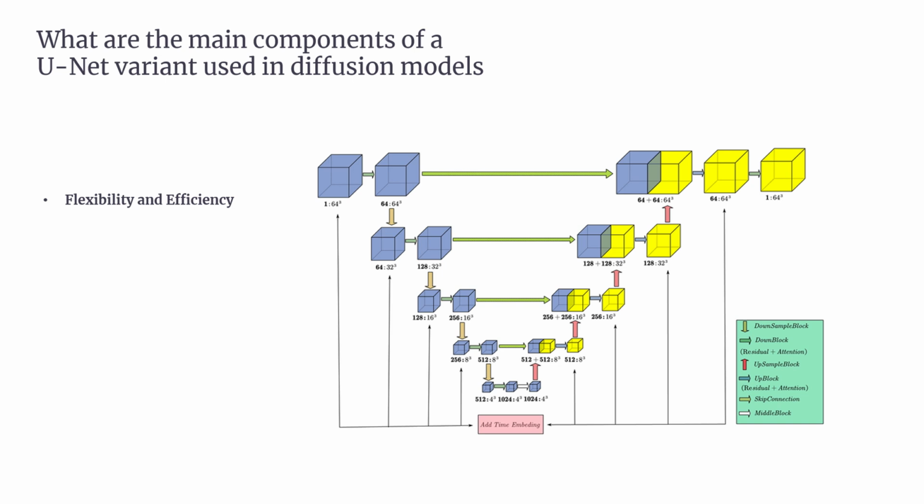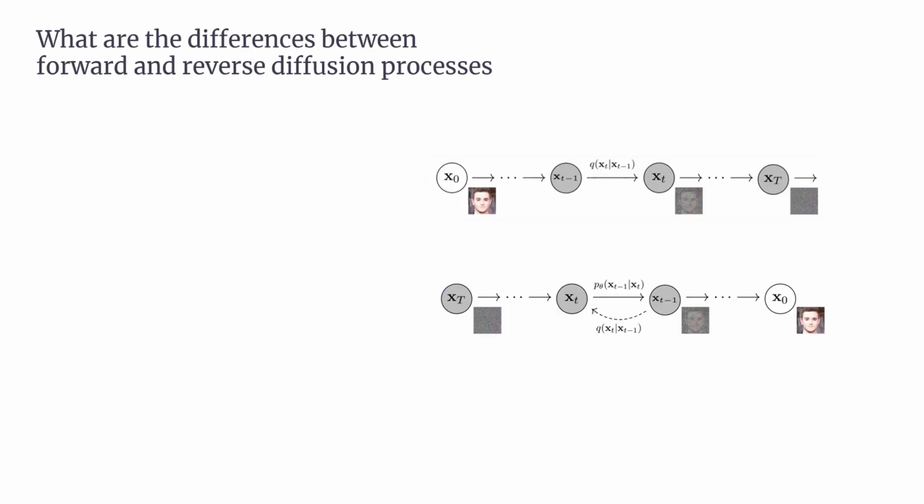Fifth, flexibility and efficiency. The U-Net variant used in diffusion models is designed to be both flexible and efficient. Its architecture allows the model to capture both local features through downsampling and upsampling, and global context through attention mechanisms. This makes it particularly well suited for tasks like image generation, where preserving both fine details and the overall structure is important.